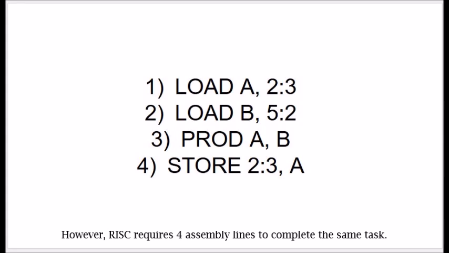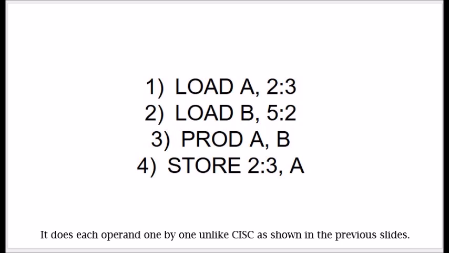However, RISC requires 4 assembly lines to complete the same task. It does each operand one by one, unlike CISC as shown in the previous slides. Next, I shall talk about the uses of RISC.